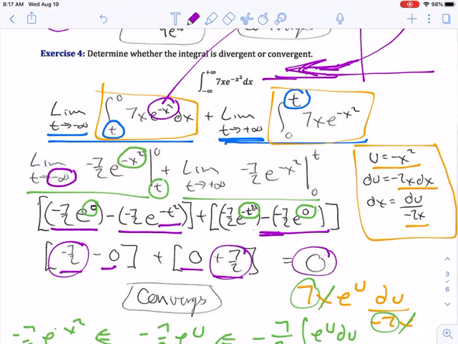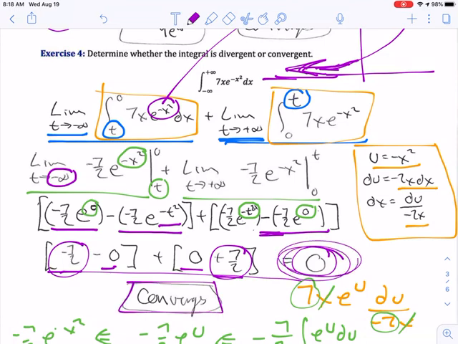Well, 0 is a number, okay? It's not infinity. It's a number. And so we've taken the limit, our limit is now 0, which means that this converges.